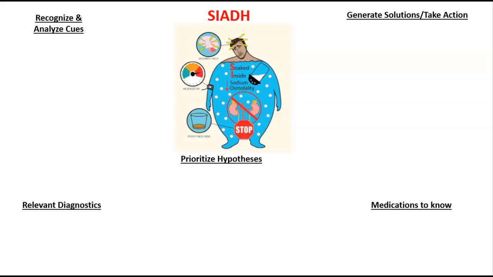So what do we see here? Think about what you see in the picture here. If we end up with too much fluid, that's going to dilute our sodium. We end up with dilutional hyponatremia. And what do we expect to see if somebody has low sodium? What are some things that come to mind? Headaches, muscle cramps, vomiting.